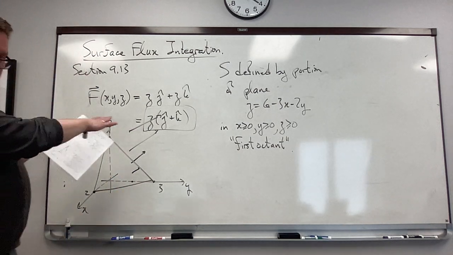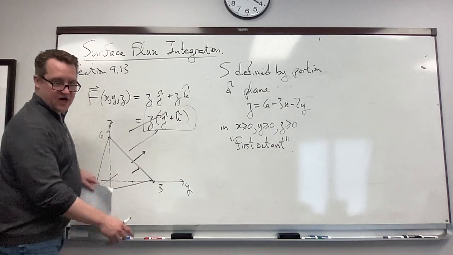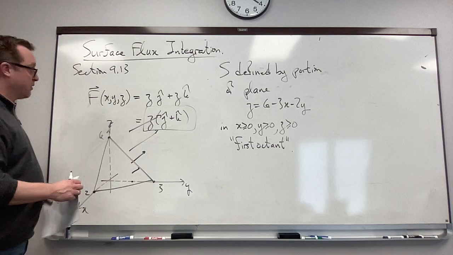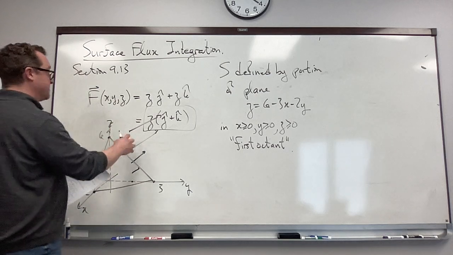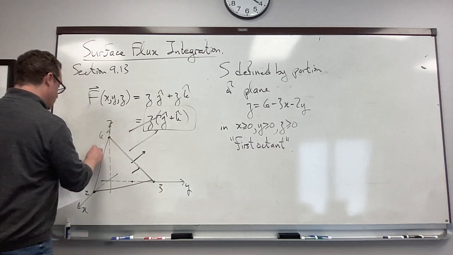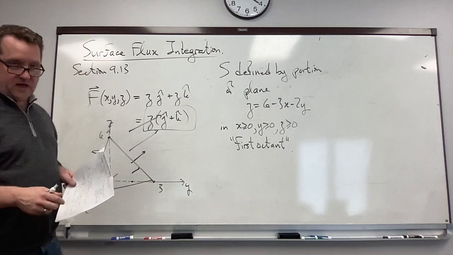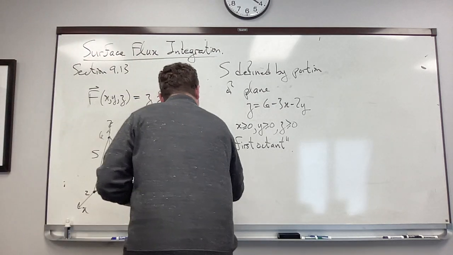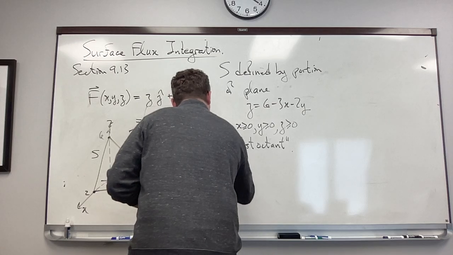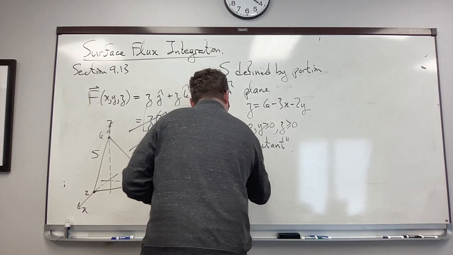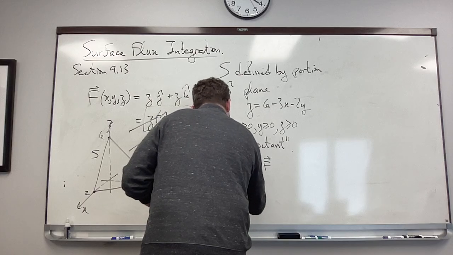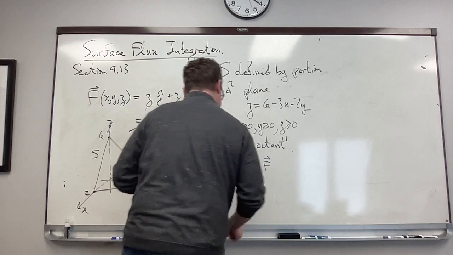So it's this sort of triangular looking plane, and I just care about the part of it that's in the positive octant. And we're going to ask the question, what's the flux of this vector field through this surface S? That's the problem. The problem would say, find the flux of F through S. That's how this would be stated.